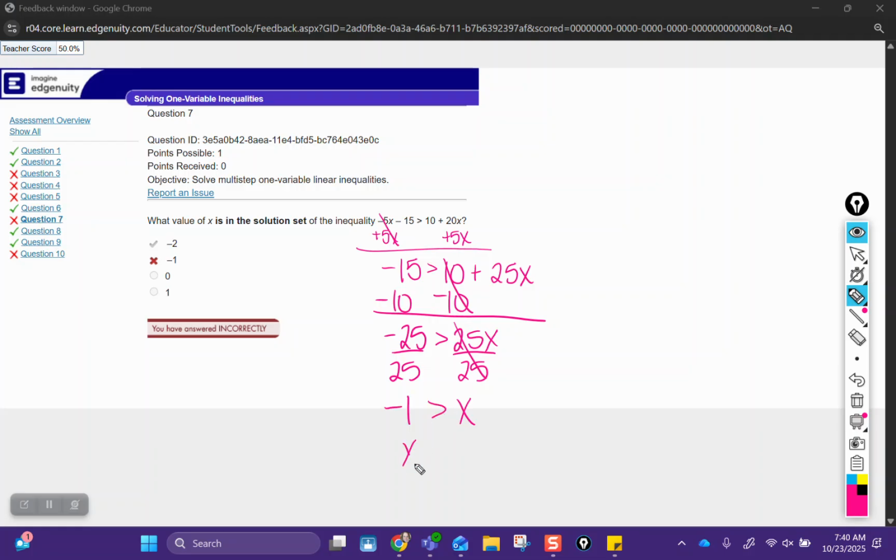And now I'm going to flip it around. I'm going to say x is less than negative 1. So again, we just want the values of x that are less than negative 1. And the only one here that's less than negative 1 is negative 2.